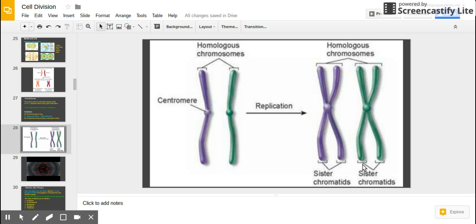These two copies of each homologous chromosome are called sister chromatids. So to recap, homologous chromosomes would be the two copies of the same type of chromosome, so maybe both chromosome 1, and sister chromatids are the identical copies of each of your parents' chromosomes. So now you have an identical copy of mom's chromosome 1 and an identical copy of dad's chromosome 1.